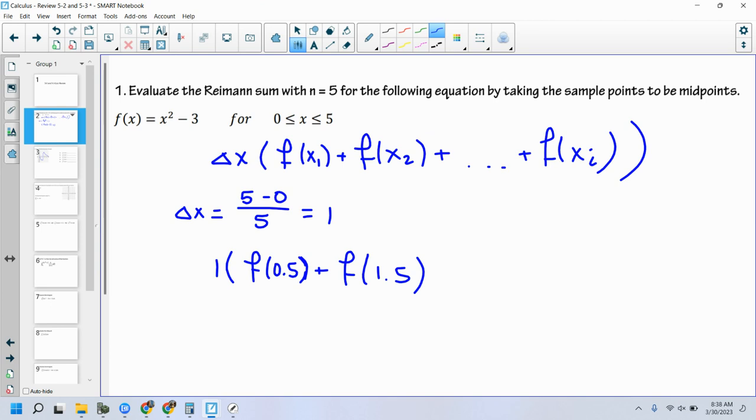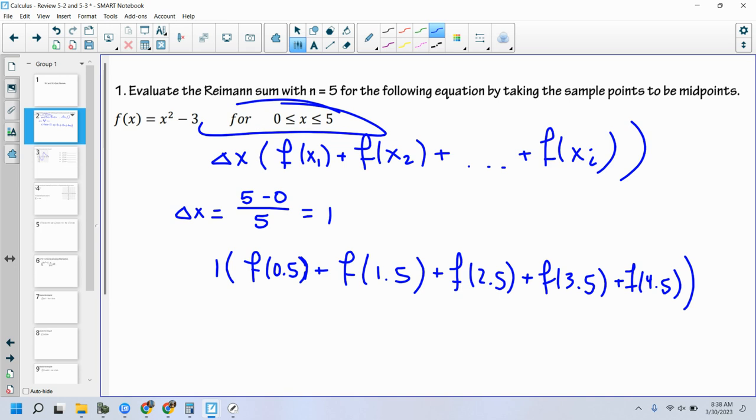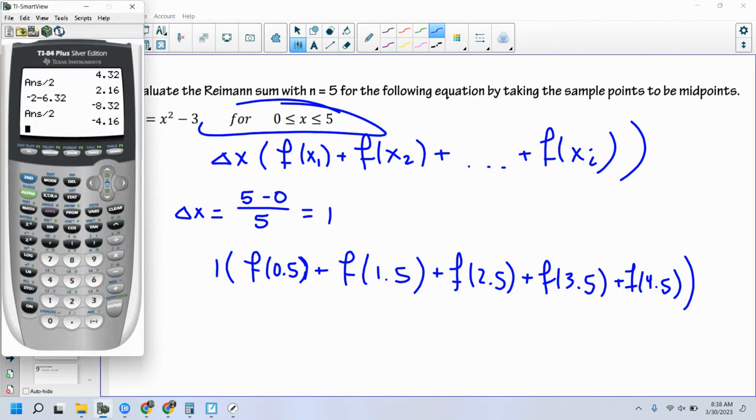Because think about it this way, the second rectangle is going to go from 1 to 2. So the midpoint from 1 to 2 is 1.5. Same thing here. The next one is 2.5. Then comes 3.5. Then comes 4.5. Do I continue on to 5.5? No, because that is outside of my boundary. You should have n equals 5, which means that you should have 5 y values that you are finding. And now we just got to figure out what those y values are.